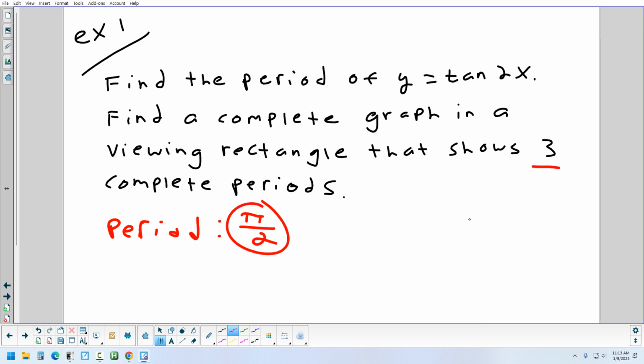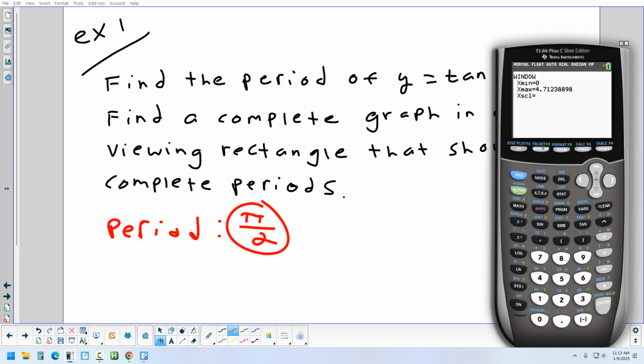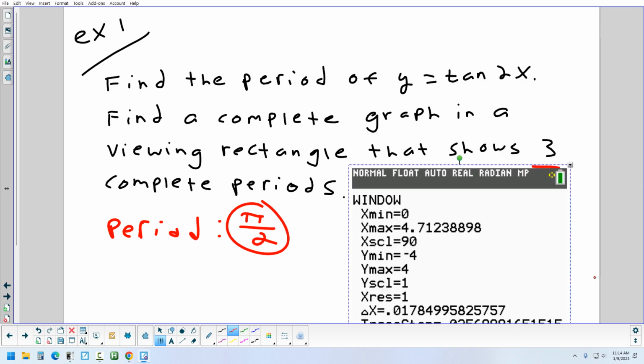Find the period and find a viewing rectangle that shows 3 periods. You would just write down all your mins and maxes. Min and max aren't all really important with tangent because it's going to go up and down forever. So, as long as you set it like -4 to 4, -5 to 5, you're going to see enough. I wouldn't do like -200 to 200. It's going to zoom it out so much you're not going to see the curve very well. Okay, so something like that is a good window.